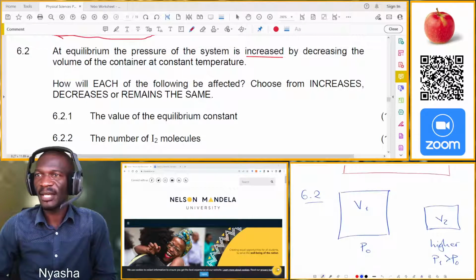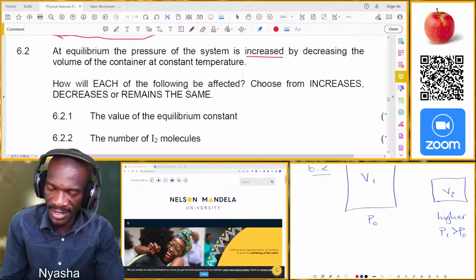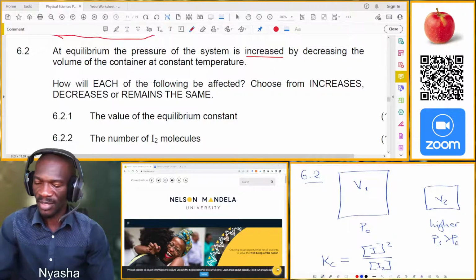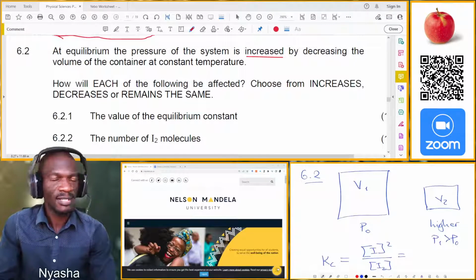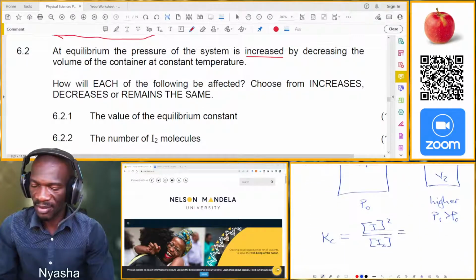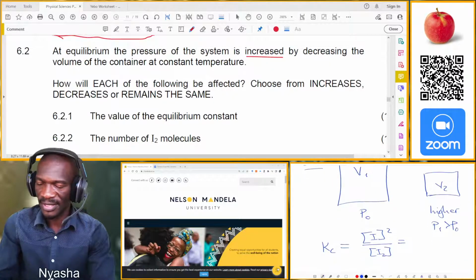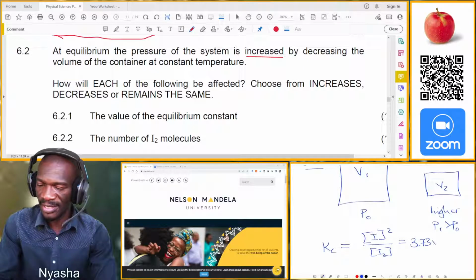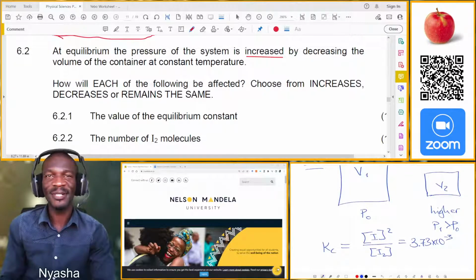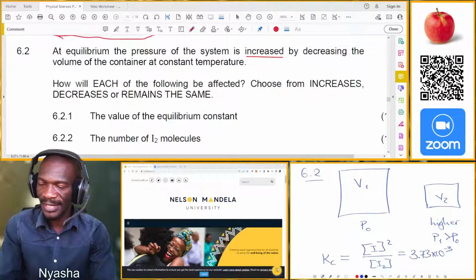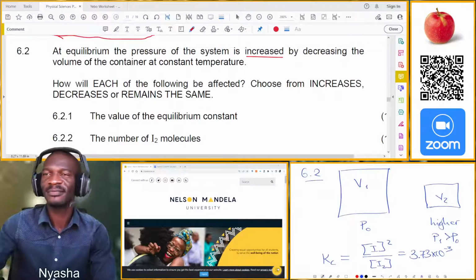So first of all, the chemical equilibrium constant. So we already said Kc is equal to the concentration of monoatomic iodine squared over diatomic iodine, and that's our chemical equilibrium constant. And we said it's actually 3.73 times 10 to the power of minus 3. That's the original chemical equilibrium constant. So the question is, what will happen to this chemical equilibrium constant when you have reduced the volume?